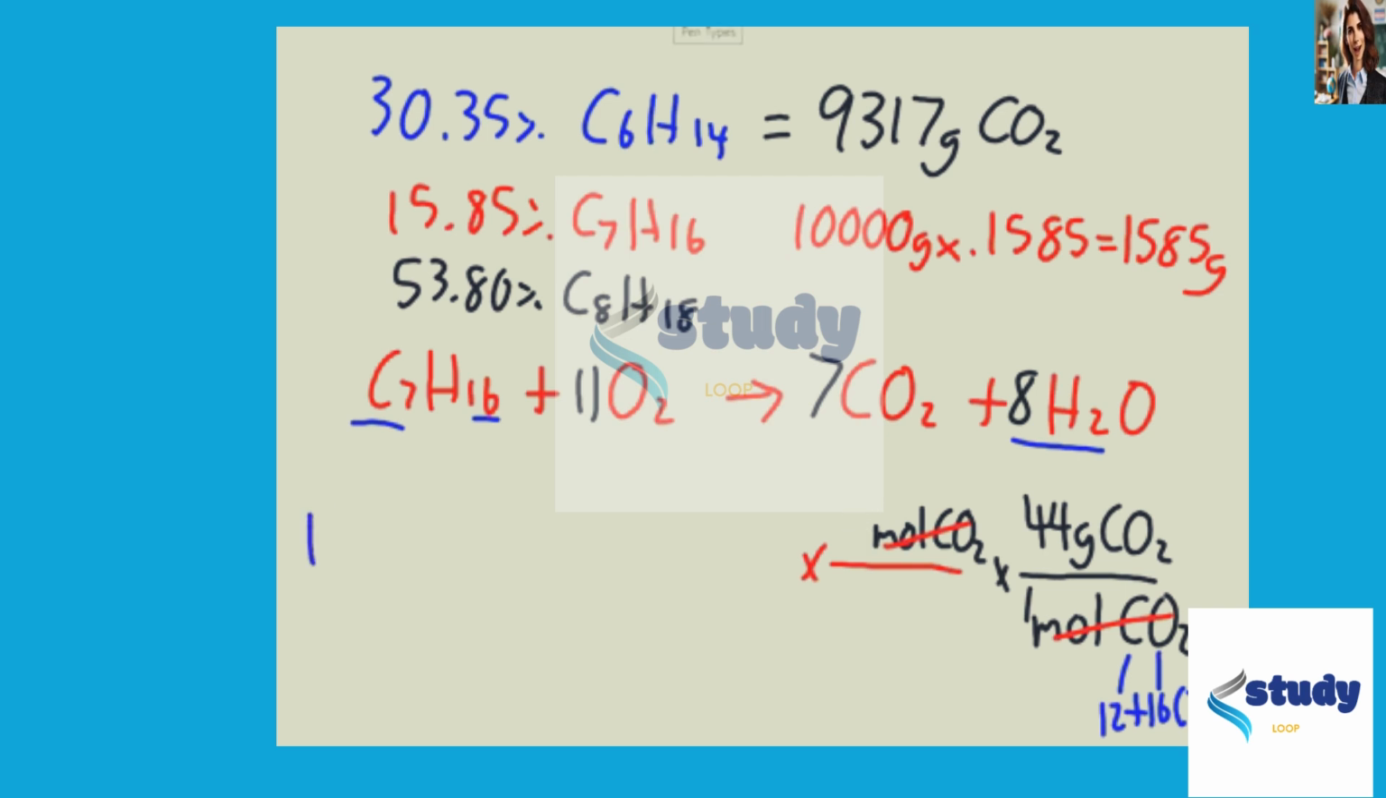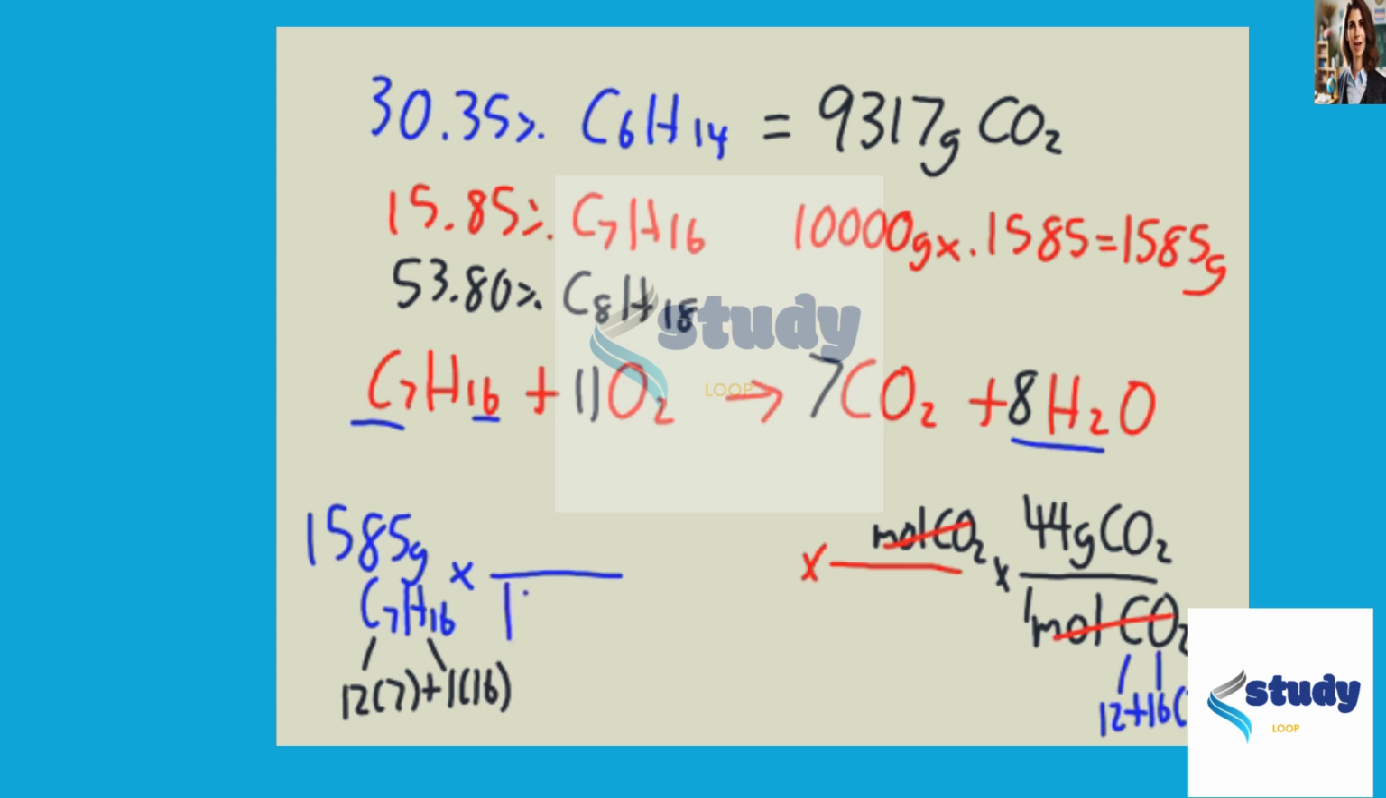So we've got 1,585 grams of C7H16. Let's once again calculate a molar mass. Now, carbon is 12, and there's 7 of them. Hydrogen is 1, and there's 16 of them. Add it all up, what do we get? 100 grams of C7H16 for every mole of C7H16.